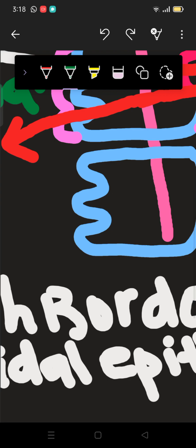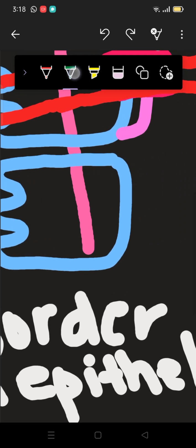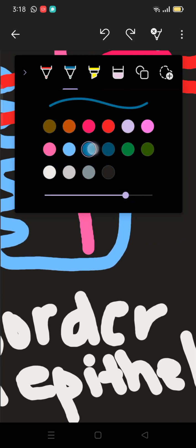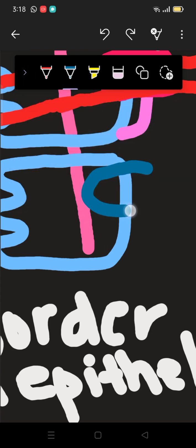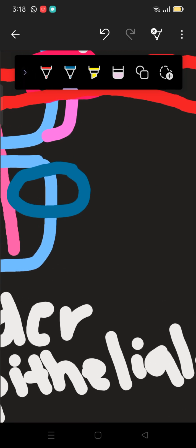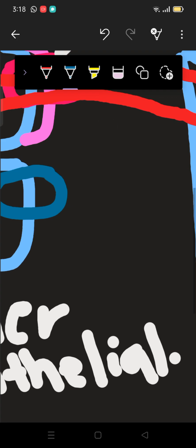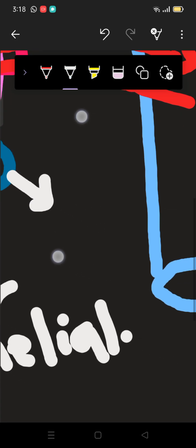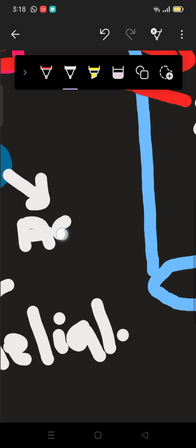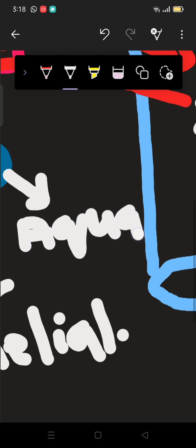In the first cell we don't have space. Now here we have aquaporins, which are used for absorbing water and then sending it to the peritubular capillaries. This is aquaporins. This is the protein. Aquaporins.